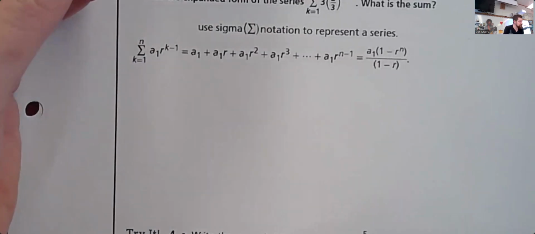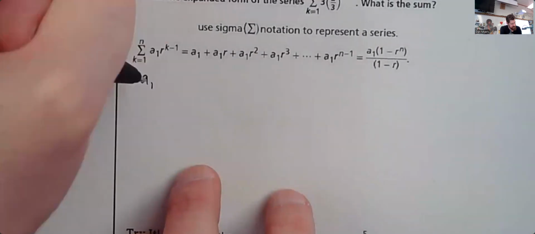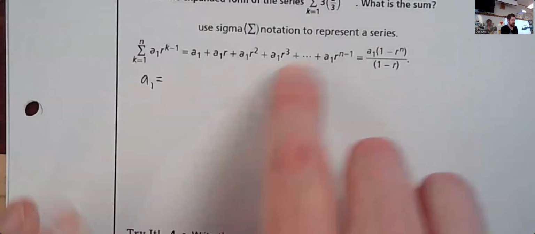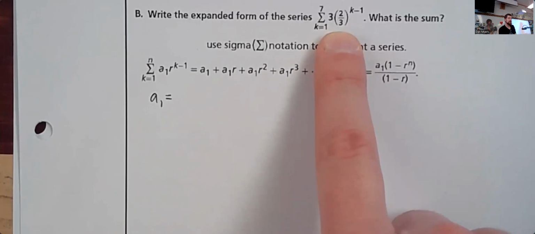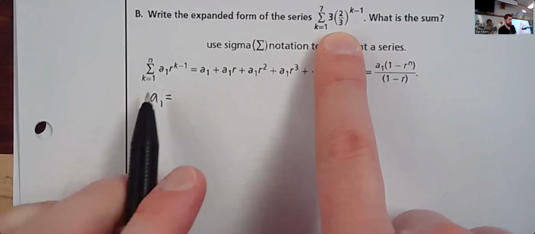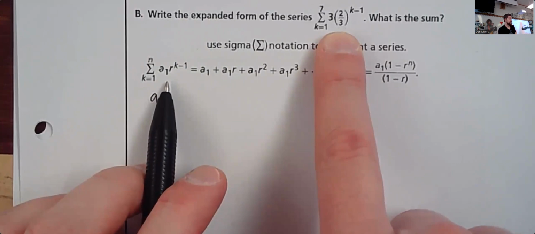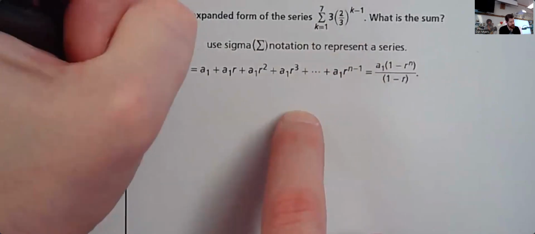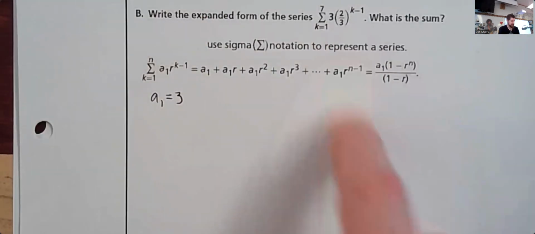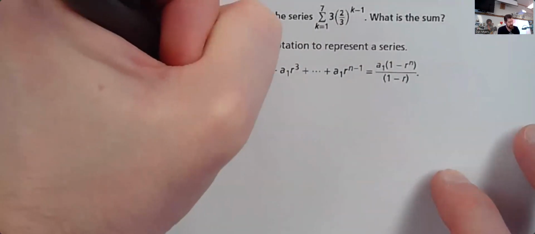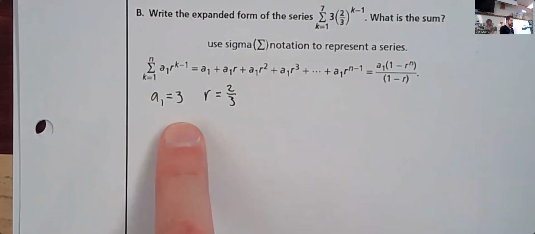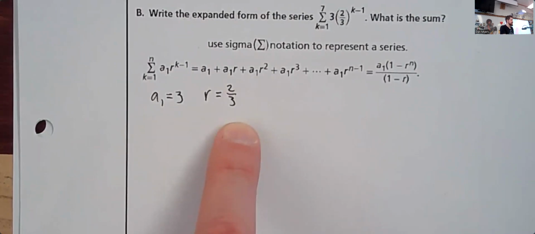A sub 1. What is A sub 1 in this series? According to that, what's the first term? Let's go ahead and say it. First term in this series here. 3. It's the number outside the parentheses. Our common ratio, R, is equal to what? 2/3. So every number after 3 is equal to 2/3 of that. All right, so we're just dividing or multiplying by 2/3 each time, basically, right?